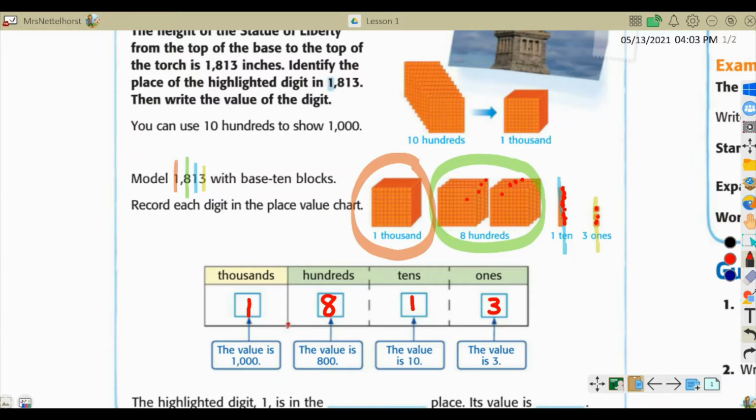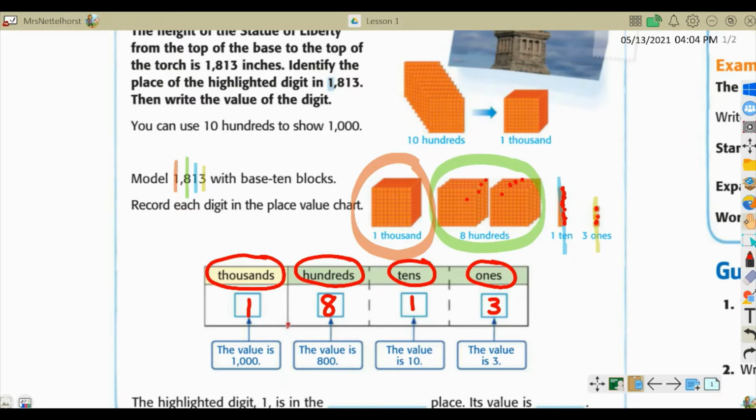So there's your values. The value is what the value of the number is in that place. The place of the number is which room they live in. Do I live in the ones room? The tens room? The hundreds room? The thousands room? So they asked us about the digit 1 in the thousands place. Its place is thousands. Its place value is 1,000.